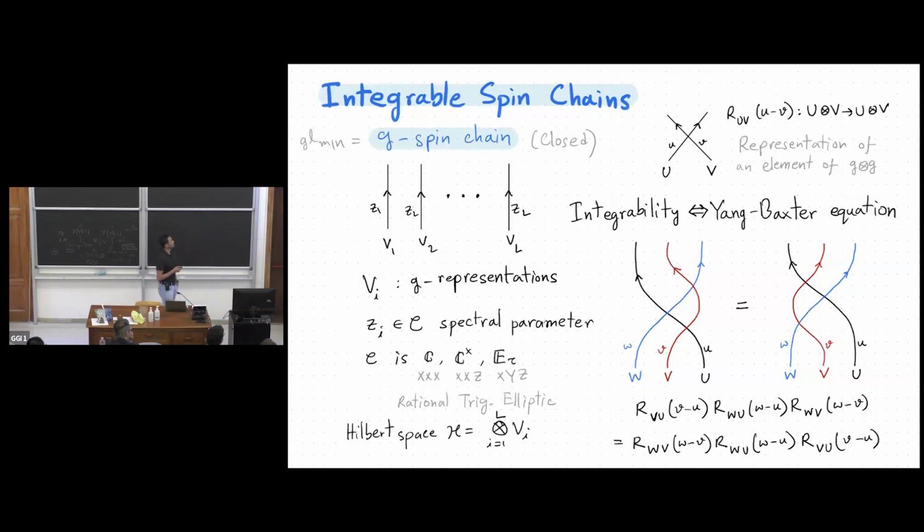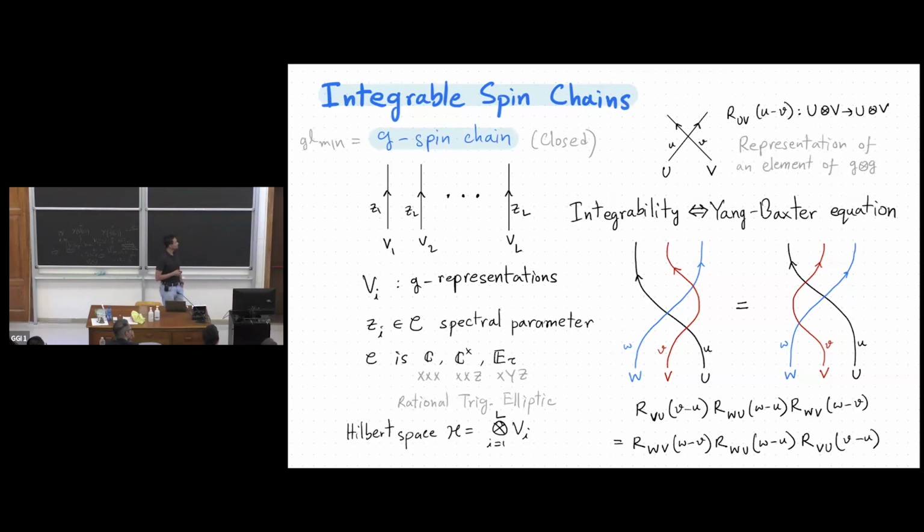And I will also assume closed spin chains, so there will be periodic boundary conditions. By a spin chain, I simply mean that I have a Hilbert space, which is just a tensor product of representations of my symmetry algebra G. Each representation represents a particular site in my spin chain, and each site also comes with a complex number, the z1, z2, ..., zL, where L is the size of the spin chain.